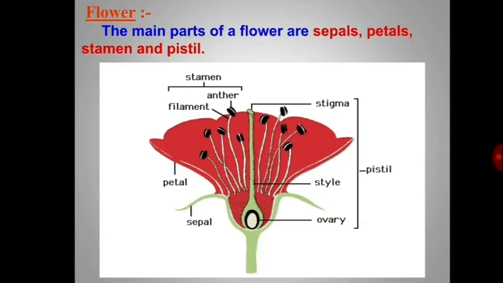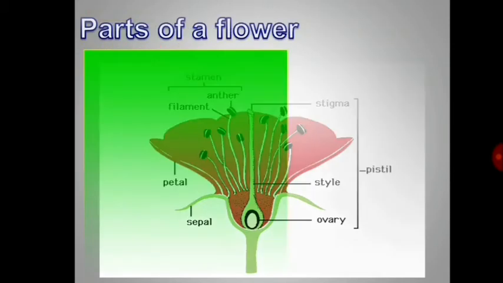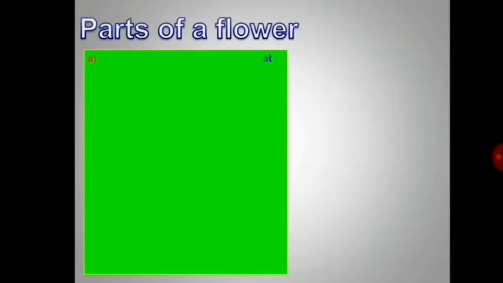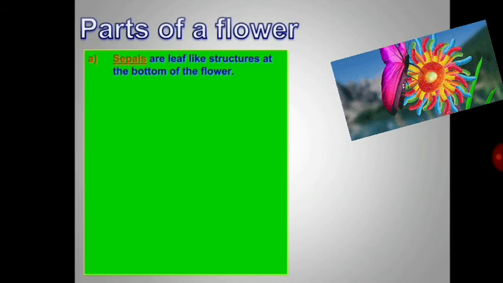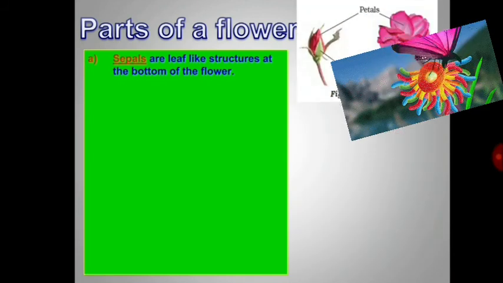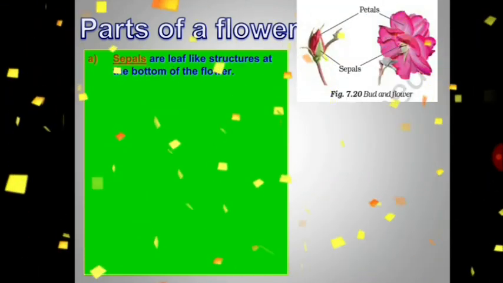And now another important part of a plant, that is flower. The main parts of a flower are sepals, petals, stamen and pistil. Parts of a flower: sepals. Sepals are leaf-like structures at the bottom of the flower.